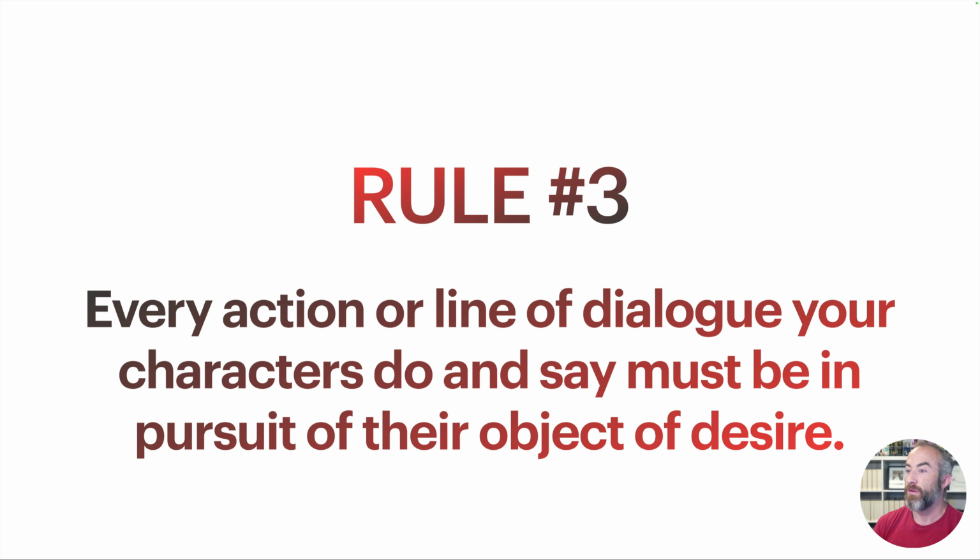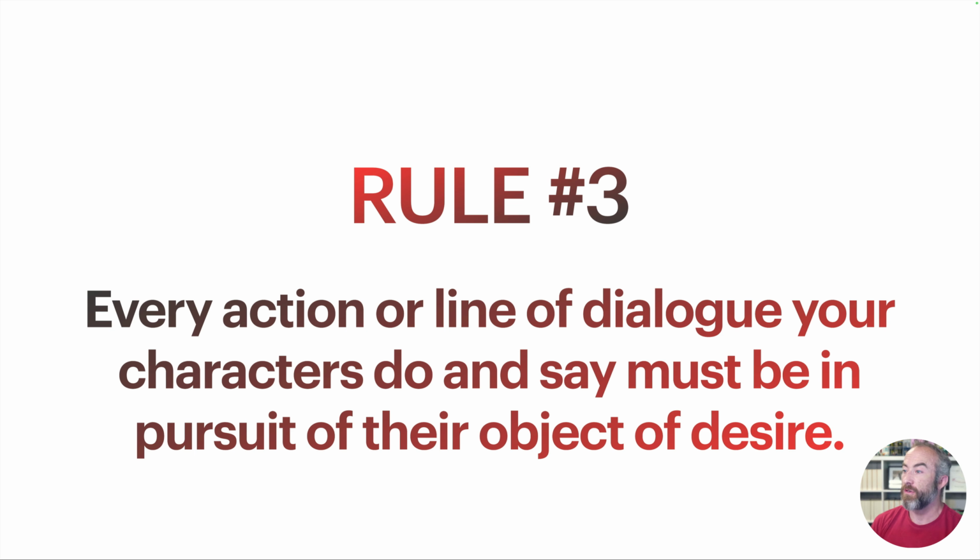And finally, rule number 3, every action or line of dialogue your characters do and say must be in pursuit of their object of desire. This is a big one. This is where you cut out shoe leather, you cut out boring parts. This is a lot of times where I see writers that just kind of have random stuff happening in their scene, and their scenes are just kind of going all over the place for no reason. It's because their character is not actively pursuing anything.